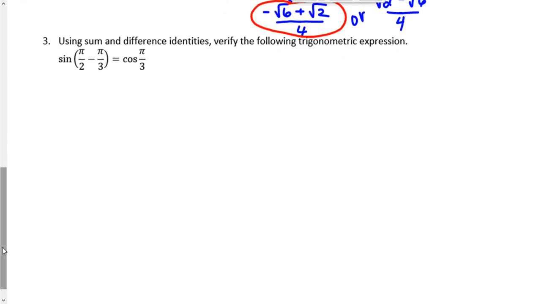Number 3 says, using sum and difference identities, verify the following trigonometric expression. Remember, with verifying, we're making sure one side equals the other side. Which side has more for us to do? The left has way more for us to do. I'm looking at the difference of sine. I've got sine and I've got an A and a B with the subtraction. So what does that formula look like when I'm doing the difference of sine?